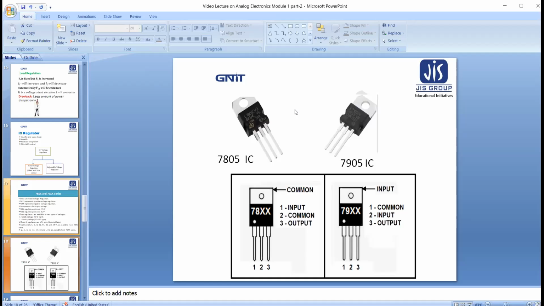Now this is the IC. This is how it actually looks. So it is a 7805 IC. It is a 7905 IC. You will see that there are 3 pins. This black color is nothing but the plastic body. So it is a TO220 type configuration.